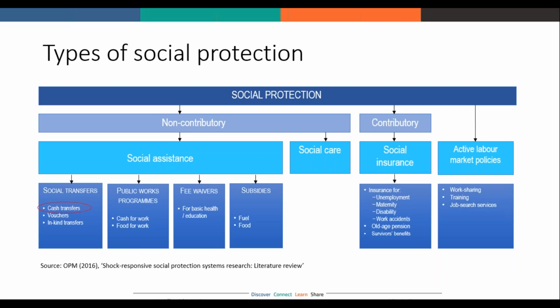There are instruments that are non-contributory, there are instruments that are contributory, like social insurance, where people pay regularly. Under social assistance, we have the transfers, the cash or in-kind transfers, but you also have public works programs. You may have fee waivers for basic health and education. You may even have subsidies that might be considered to be social protection. And all of these have ways of targeting people, of paying people, of doing monitoring and so on, that may all be valuable and have an entry point for you if you're a humanitarian actor trying to find a way of integrating with the social protection system. Next slide, please.